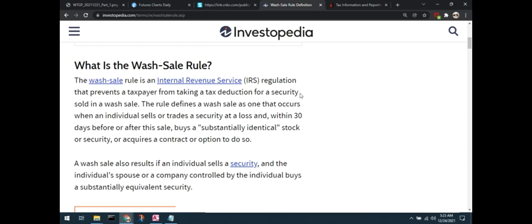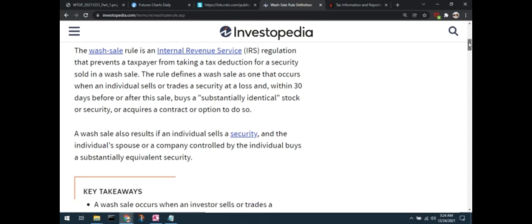Well, it's an IRS rule that prevents a taxpayer from taking a tax deduction if, within 30 days before or after the sale, you buy a substantially identical stock to the one you sold and then deduct the loss from taxes. And by substantially identical, you'll see in further details that it doesn't necessarily have to be the exact same stock. It could be an ETF or a mutual fund or something that holds that stock.